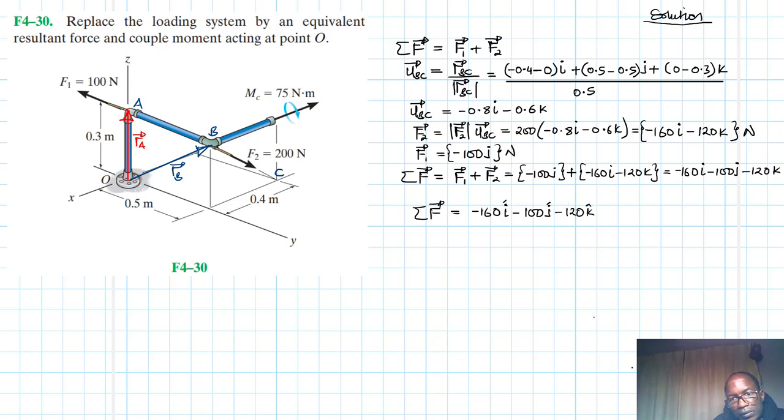Alright, so this is the force system, the summation of the force vector. Let's work out the moments.